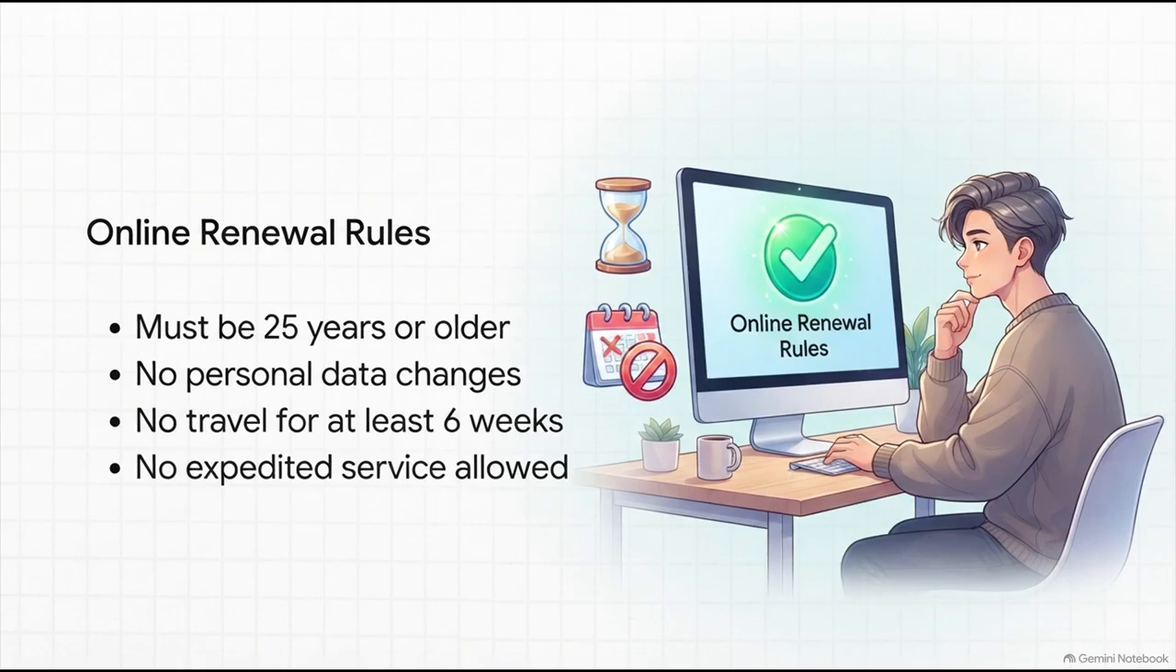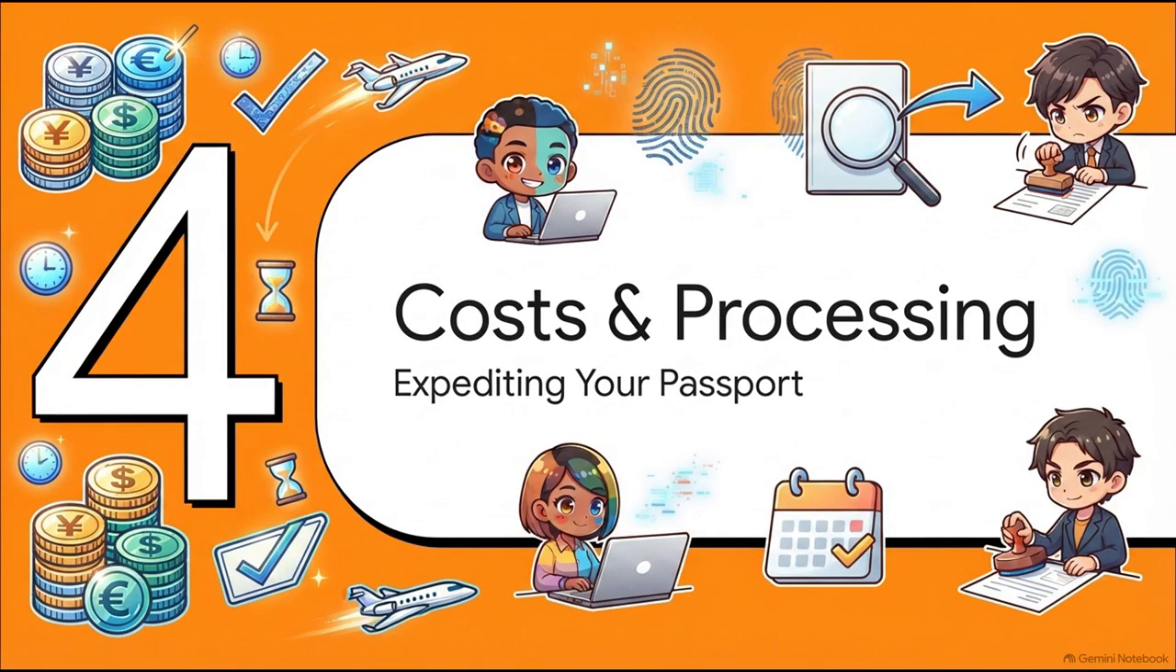Now, alternatively, you might have heard about the new Digital Online Passport Renewal Framework, or OPR. It's a fantastic system, but it strictly enforces some heavy rules. You've got to be 25 or older, you can't be changing your personal data, and this is the big one, you cannot travel internationally for at least 6 weeks. Why? Because the online portal absolutely does not offer expedited processing. If you are in a hurry, do not use the online system. Seriously, skip it. Which perfectly cues up Section 4, Costs and Expedited Processing.